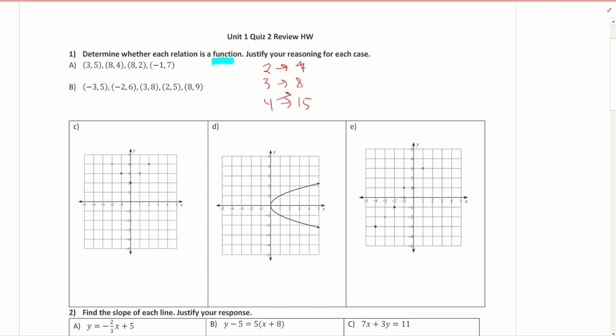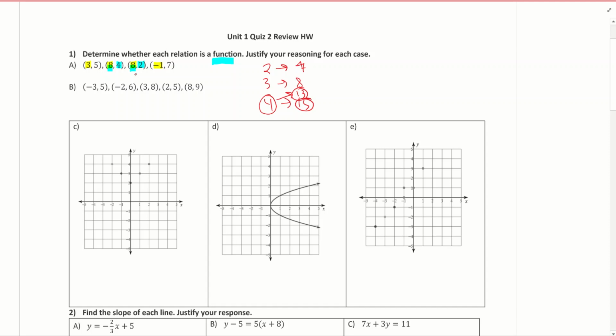But if 4 also went to like 13, then that's not a function, because imagine the 4 represents time, right? After 4 hours you are 13 units away from home and you are 15 units away from home at the same time, right? So what we're looking for is repeats in the x coordinate. We're just looking at the x coordinates and saying, does it repeat? And here it does, right? The 8's repeat and they both have different y coordinates.